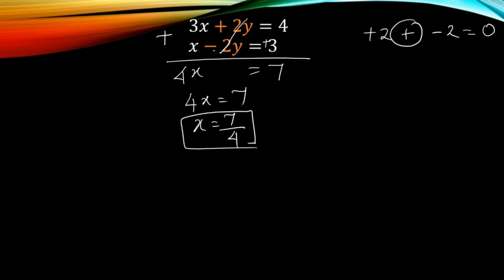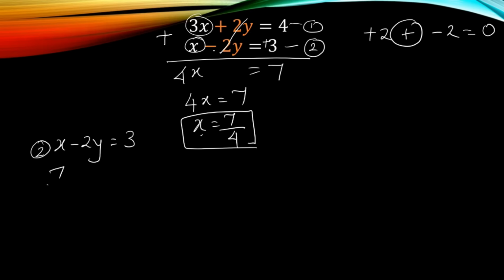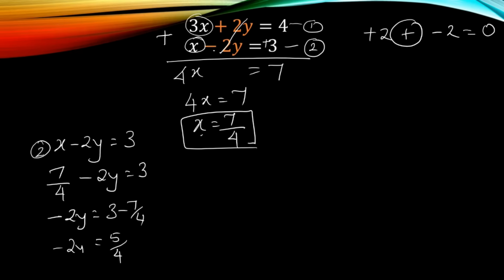Now go back to one of these equations and substitute. Which one would you consider? Considering you are going to substitute for x, 3x is a more complicated job than substituting in x, right? Therefore, I will take the second equation to substitute. x minus 2y equal to 3 is the equation that I will substitute. In this case, 7 over 4 minus 2y equal to 3. So minus 2y equal to 3 minus 7 over 4, which is 5 over 4. Therefore, minus 2y is 5 over 4, so y equal to minus 5 over 8.